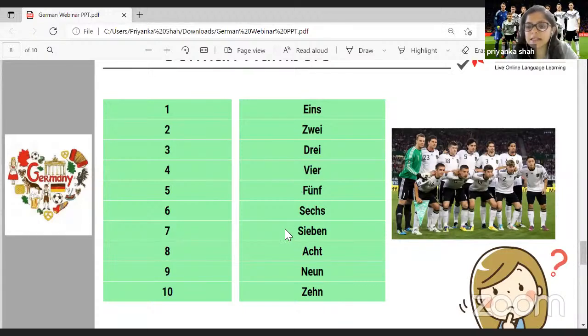Six is sechs. Seven is sieben. Eight is acht. Nine is neun. And ten is zehn. Okay, so I'll repeat. Eins, zwei, drei, vier, fünf, sechs, sieben, acht, neun, zehn.